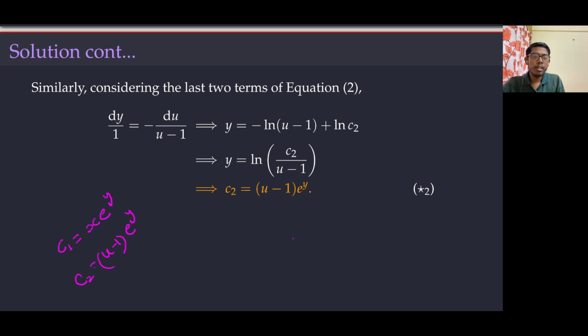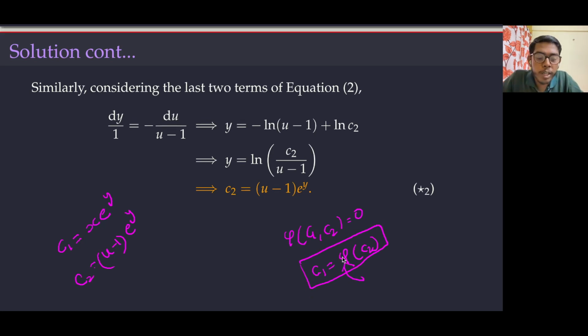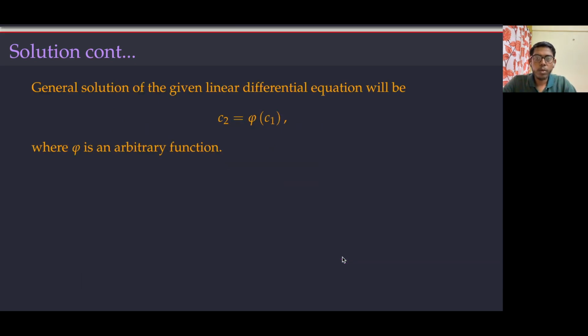Then what is the solution of the Lagrange differential equation? You write some arbitrary function phi of c1, c2 equals 0, or we also write this as c1 equals phi of c2, where phi is an arbitrary function that we need to determine using the initial conditions. So the general solution of the given differential equation will be c2 equals phi of c1, or you can write c1 equals phi of c2 also. Whatever is the easiest, you write and solve it, where phi is an arbitrary function.